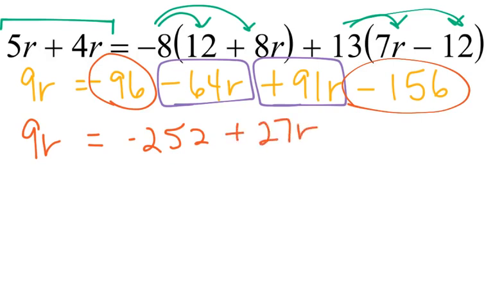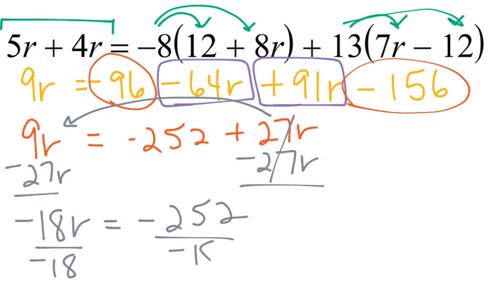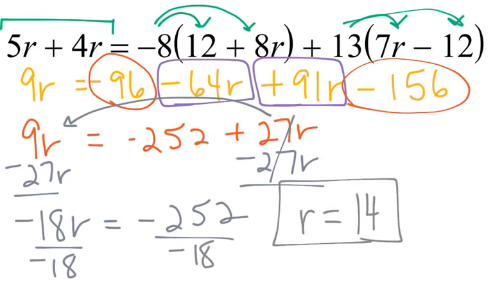At this point, it looks like it's a two-sided equation. However, it's not exactly. This 27 is going to be the term that I move because 9r is already isolated. So I want to move the like term. So I'm going to subtract the 27. If I were to subtract to move the 252, it wouldn't do anything because it doesn't combine with 9r. So once I divide by negative 18, I get r equals 14. So there's my final solution.